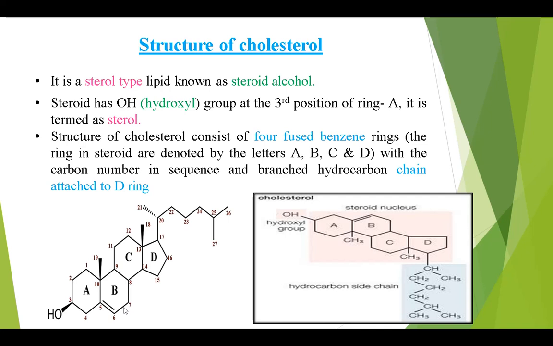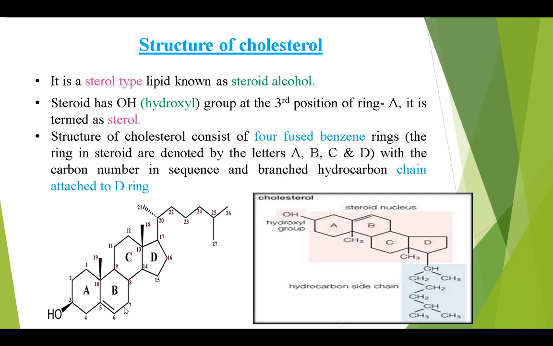Then come to the structure of cholesterol. The structure of cholesterol contains two parts, one is the steroid nucleus and another is the hydrocarbon chain. The steroid nucleus consists of 4 fused rings. The rings in steroid are denoted by the letters A, B, C and D, with the carbon numbered in sequence. Steroid has an OH, hydroxyl, group at the third position of ring A. It is known as steroid alcohol or sterol.